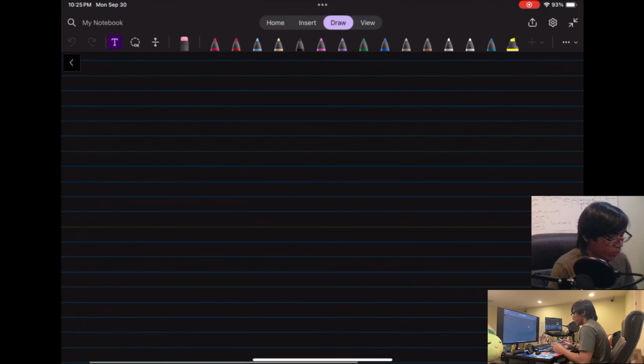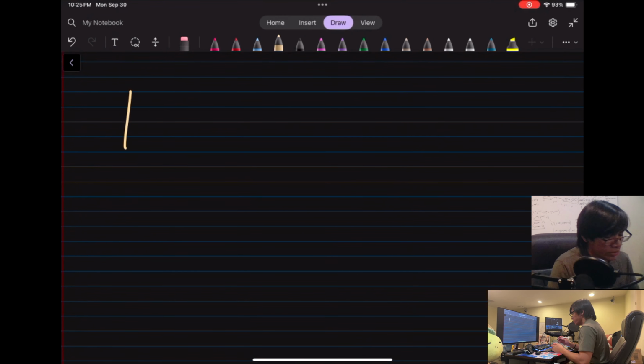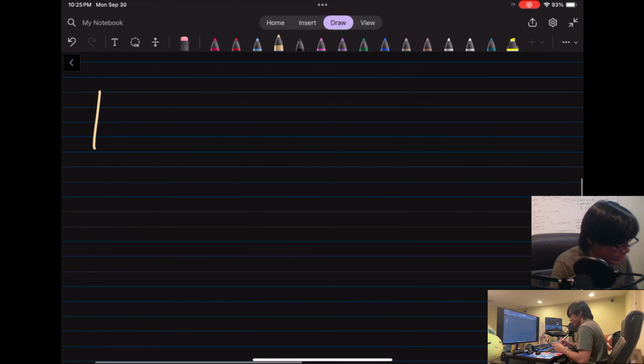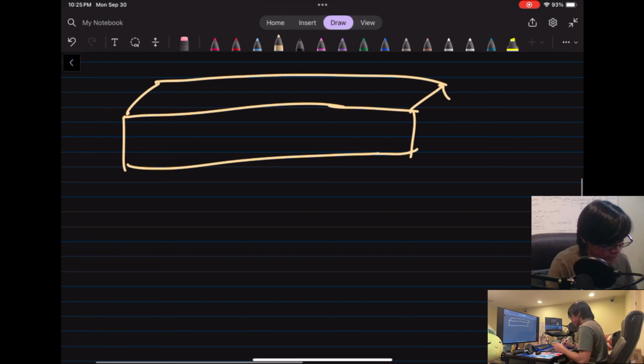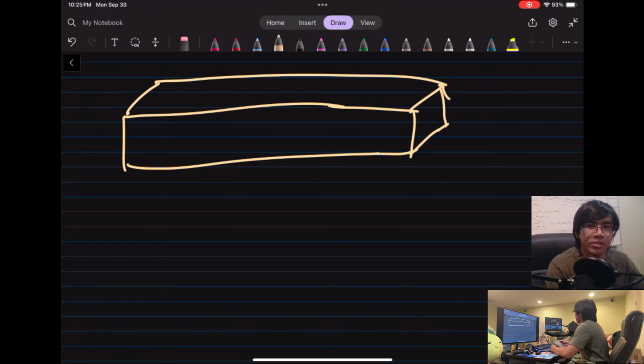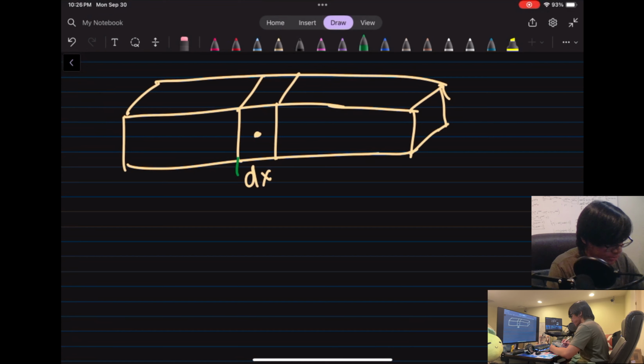So we have a uniform bar. Forgive my artistic abilities, but I'll try the best I can. Something like this. Okay. We're eventually going to be discretizing this, but we'll focus on an infinitely small slice. We'll call that our dx. And I think eventually we'll write it something like delta x. So just know that those things are the exact same thing.